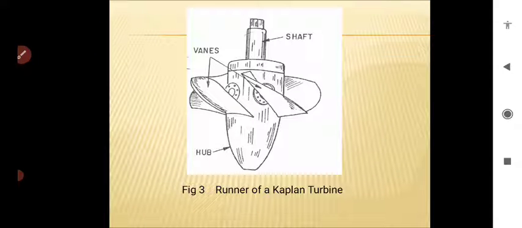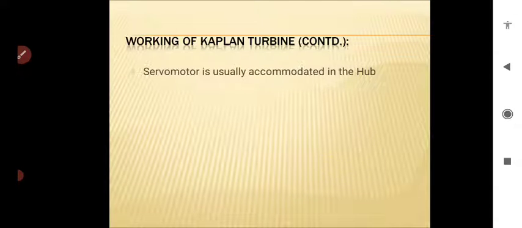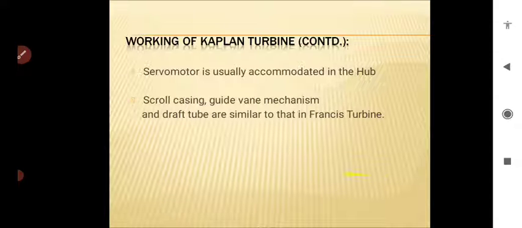Observe this figure. This is the hub. The vanes are fixed on this hub. These are adjustable. The servomotor is usually accommodated in the hub. The scroll casing, guide vane mechanism and draft tube are similar to those of the Francis turbine.